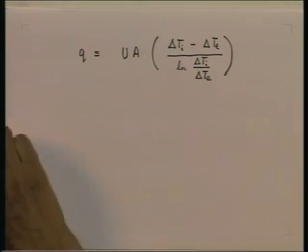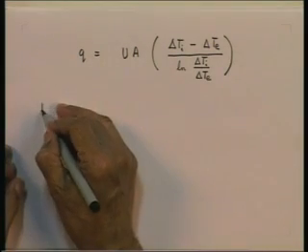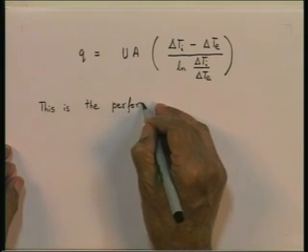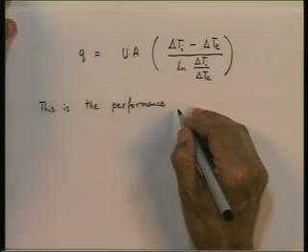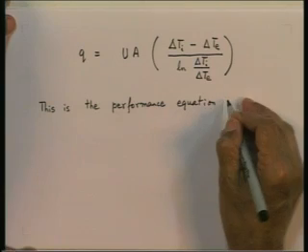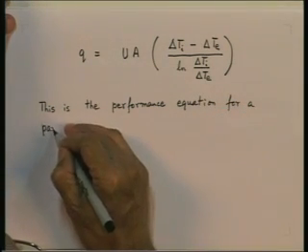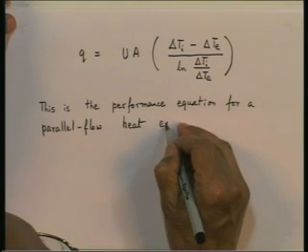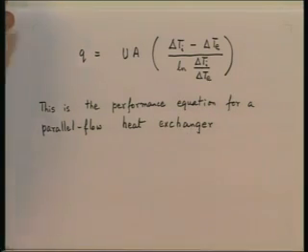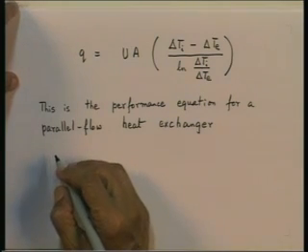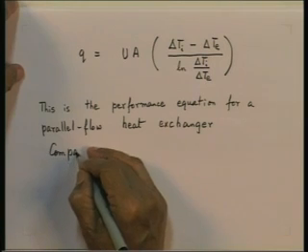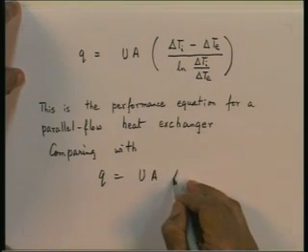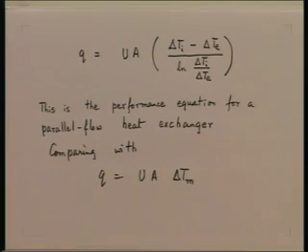This is the performance equation for a parallel flow heat exchanger. And if you compare this with our basic performance equation for a direct transfer type heat exchanger, what was that? Comparing with the general equation q is equal to u A delta T m. This is our general equation for any direct transfer type heat exchanger.